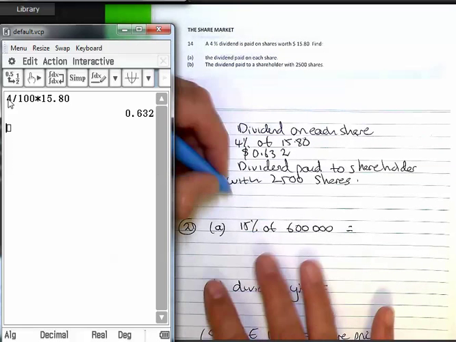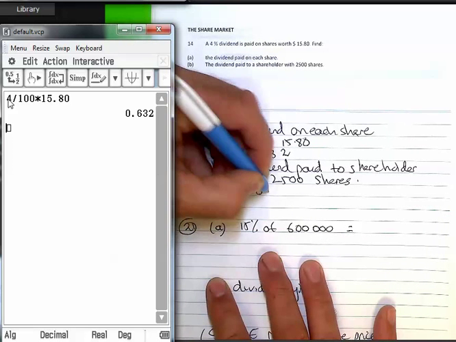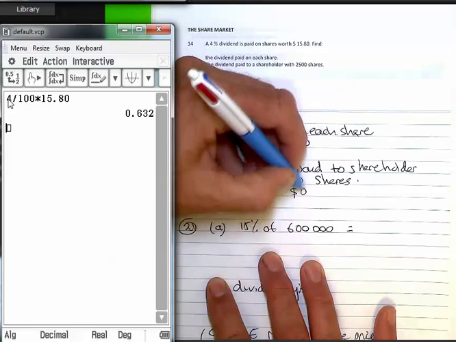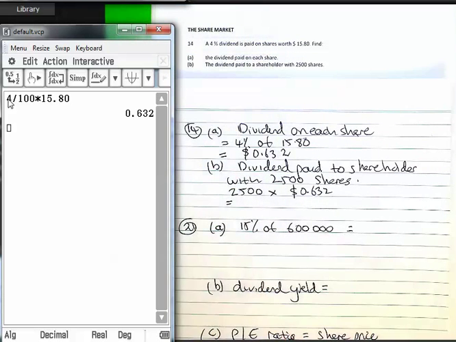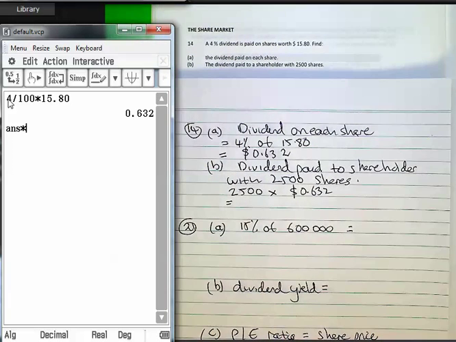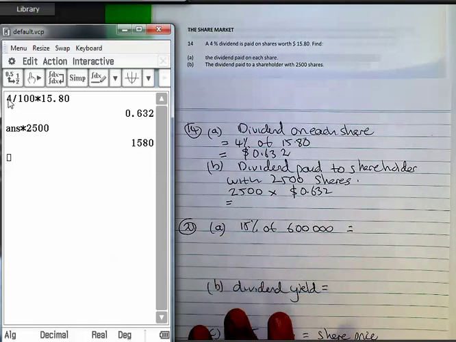So in other words, someone who owns 2,500 shares earns the 0.632 per share. So times the 2,500, end up with $1,580.